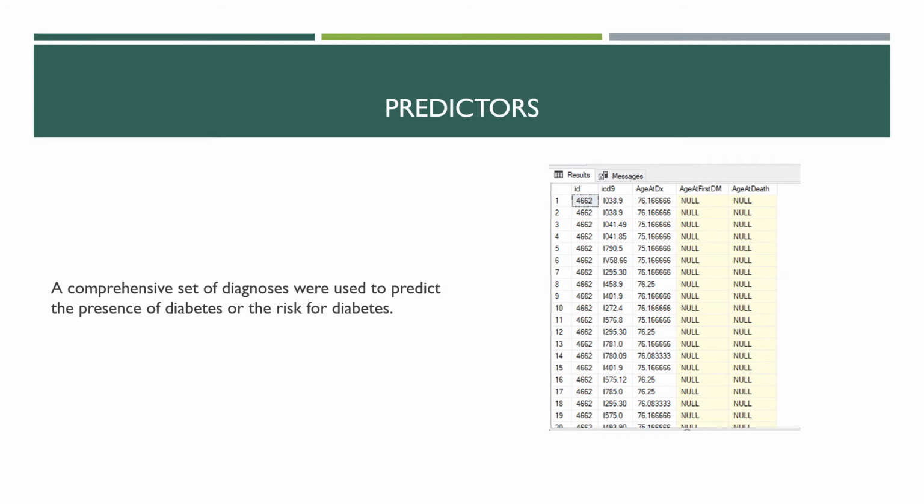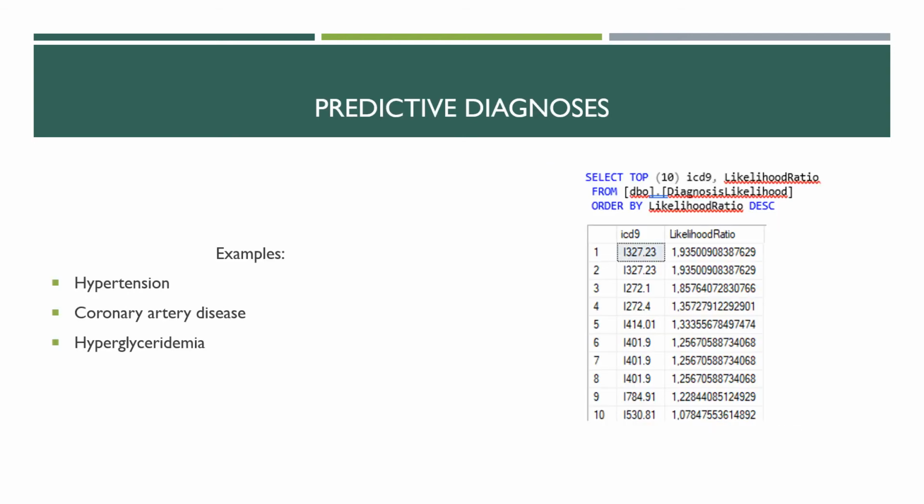The total number of diagnoses that had at least 29 observations was calculated. In order to calculate this number, a comprehensive set of diagnoses was used to predict the presence of diabetes or the risk for diabetes. Obvious predictors that always occur with diabetes were identified based on the number of diagnoses associated with the various ICD codes and likelihood ratios. Examples of these predictors are listed on the left, which include hypertension, coronary artery disease, etc.